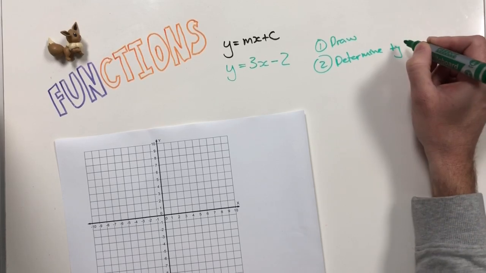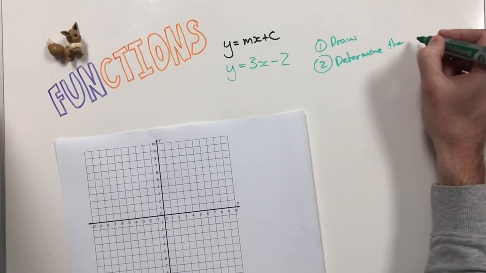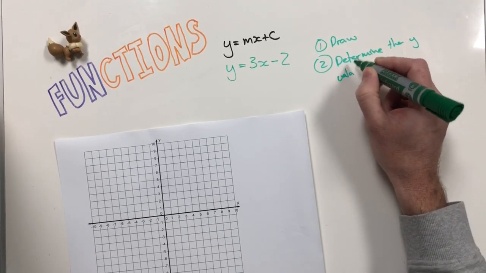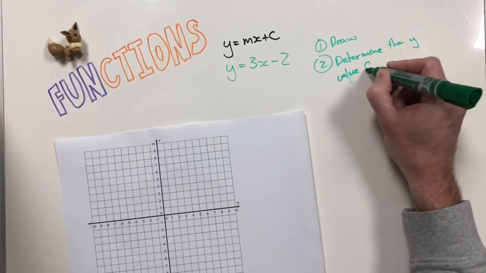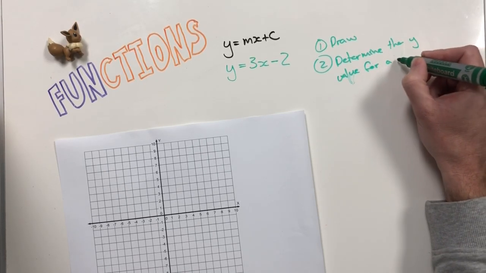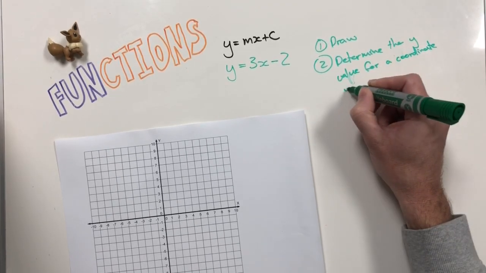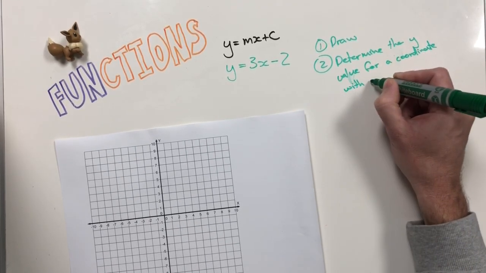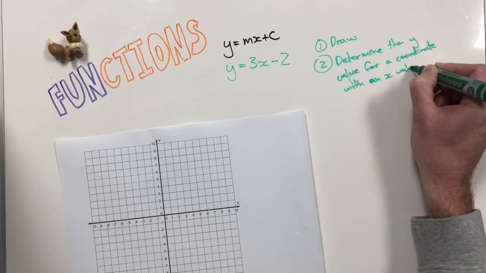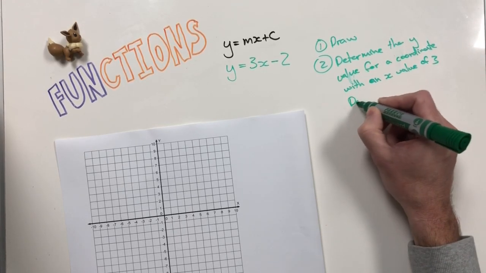the y value for the coordinate with an x value of 3, and they can say do this graphically.